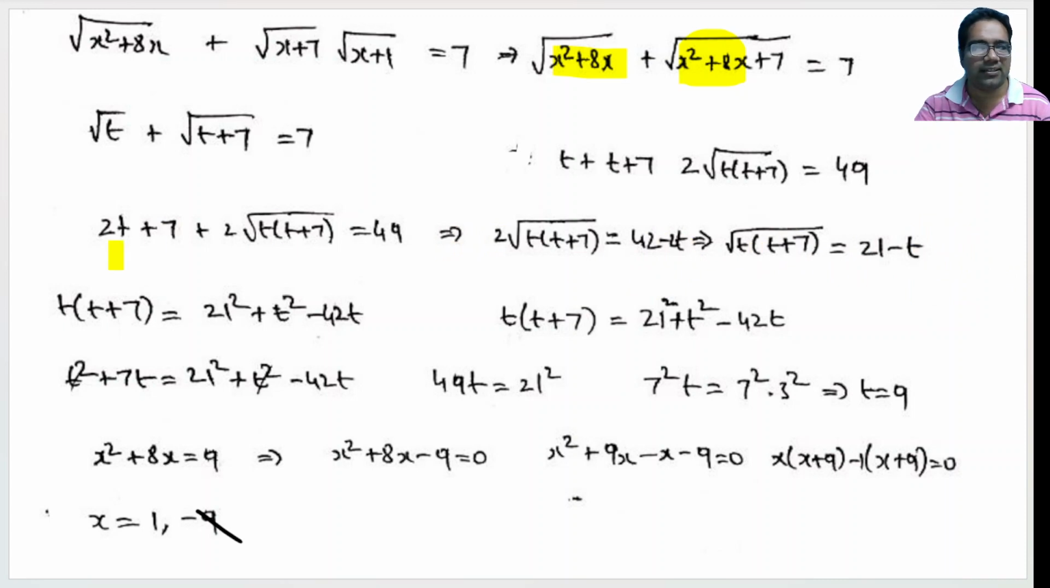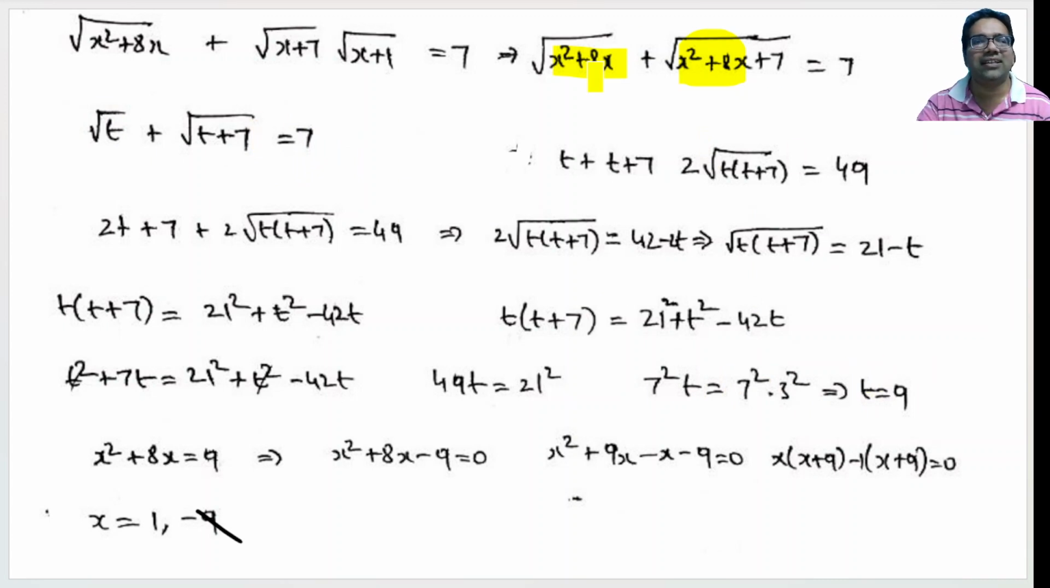So let us square this again. Then this becomes t into t plus 7 equals 21 square plus t square minus 42t. That means t square plus 7t equals 21 square plus t square minus 42t. This t square and this t square we can cancel. So 7t plus 42t, which is 49t, equals 21 square, which equals 7 square into 3 square. So 7 square into t equals 7 square into 3 square. That means t equals 9. Just by looking at it we had figured out that t equals 9, but this is the long way of finding it.